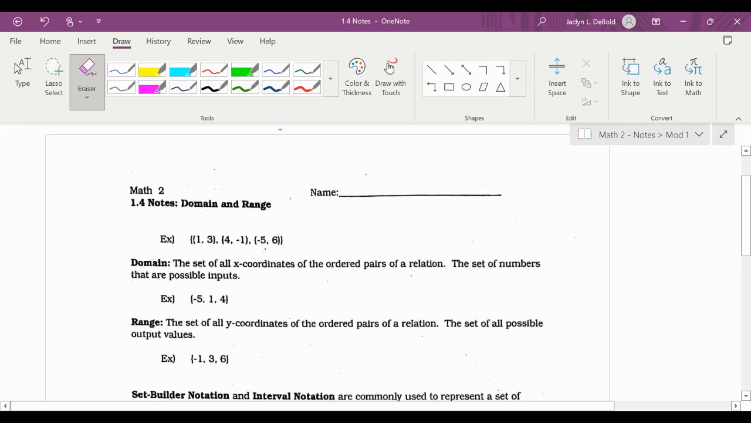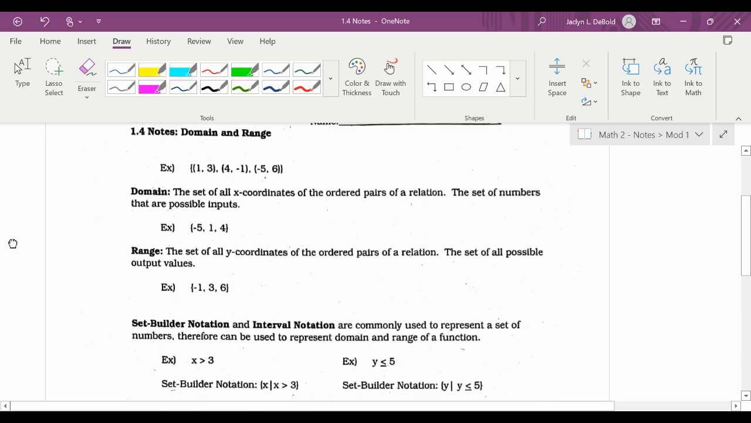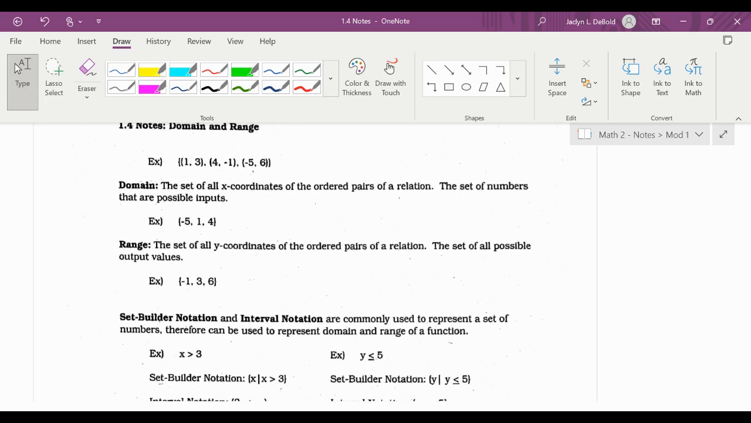This is the video notes for 1.4, domain and range. What we're going to focus on is how to find the domain and the range for a given graph, a table, or a relationship.